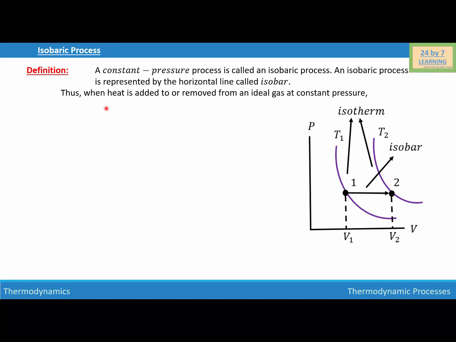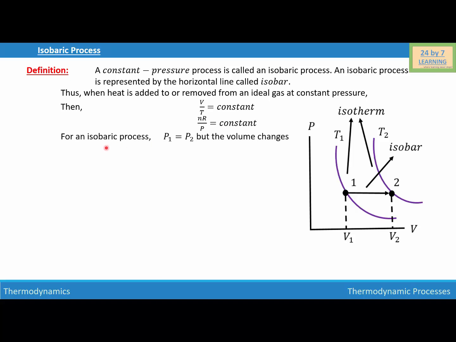So we can write, when the heat is added to or removed from an ideal gas at constant pressure, then V over T is equal to constant, because pressure is constant, so volume over temperature will be constant. And if we simplify further from the gas equation, we can write nR over P is equal to constant, because basically V over T is constant and we know that PV is equal to nRT. So if we do some manipulations, we can get these two expressions where V over T is constant and at the same time nR over P is also constant.